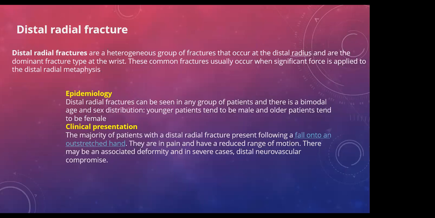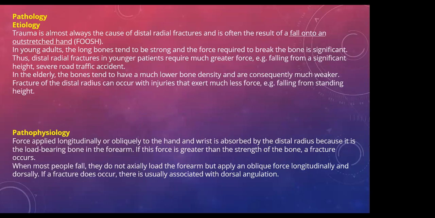The majority of patients with distal radial fracture present following a fall onto an outstretched hand. They are in pain and have reduced range of motion. It may be associated with deformity and, in severe cases, distal neurovascular compromise. Trauma is almost always the cause of distal radial fracture. It is often a result of a fall onto an outstretched hand.